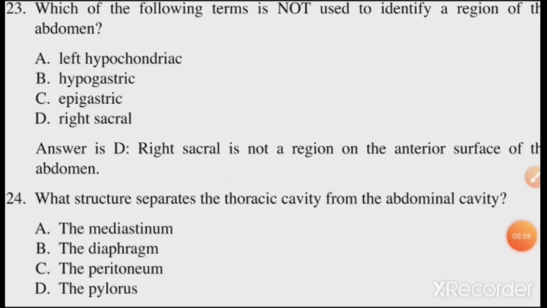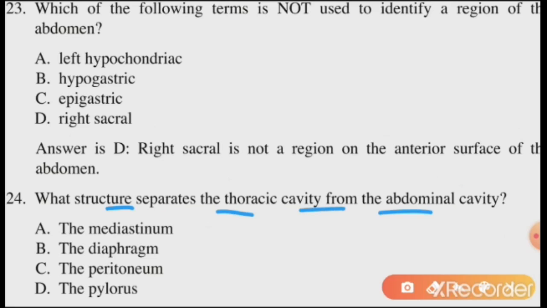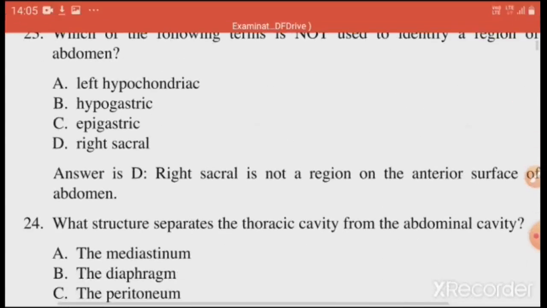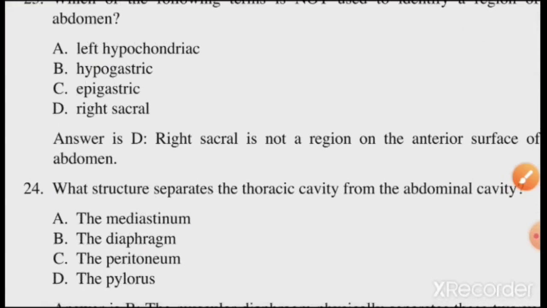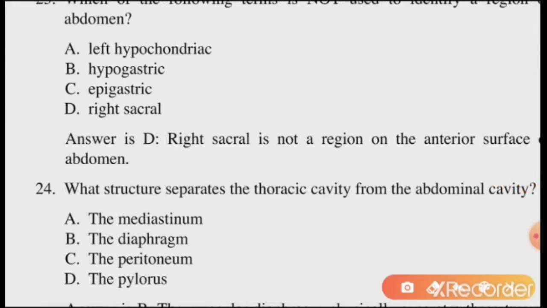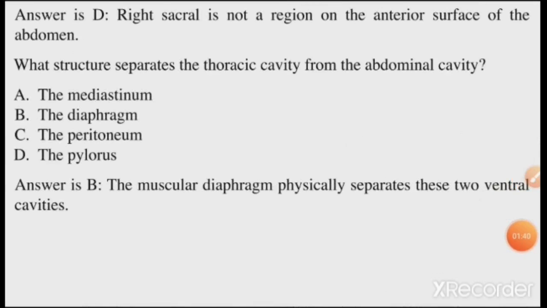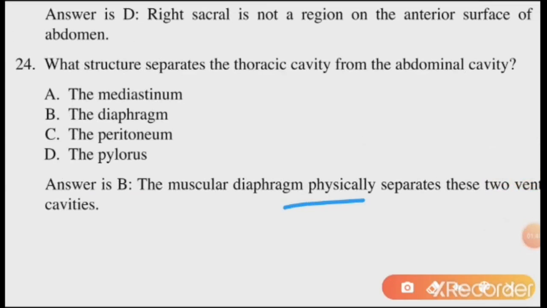This is the last question in the introduction to the human body. What structure separates the thoracic cavity from the abdominal cavity? Option A, mediastinum; option B, diaphragm; option C, peritoneum; option D, pylorus. The correct answer is option B, diaphragm. The muscular diaphragm physically separates these two ventral cavities.